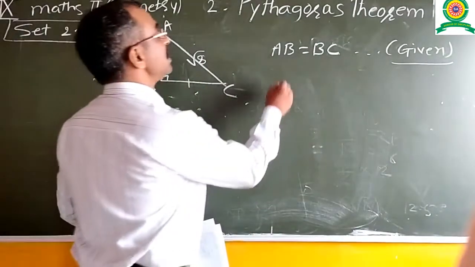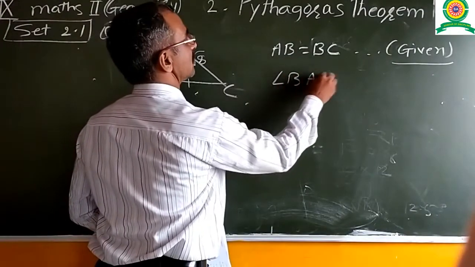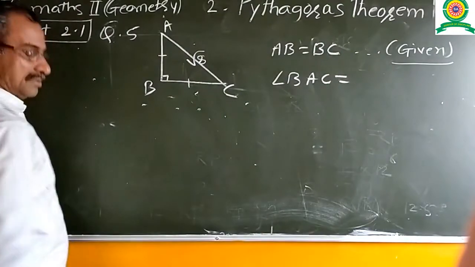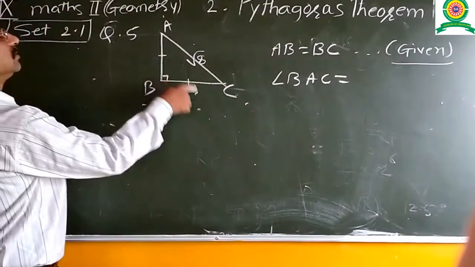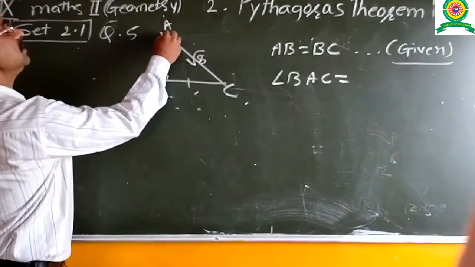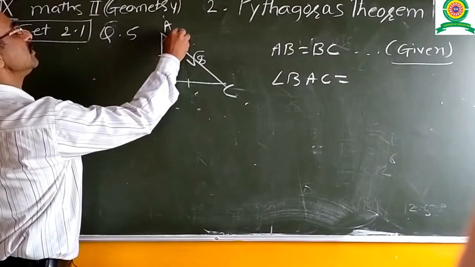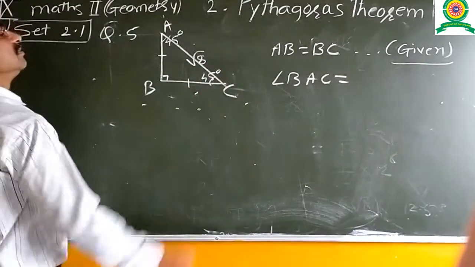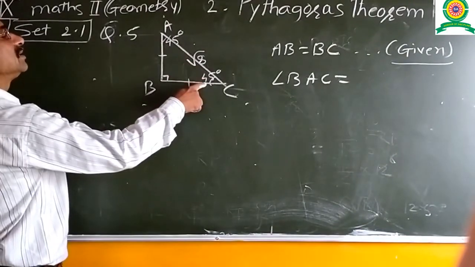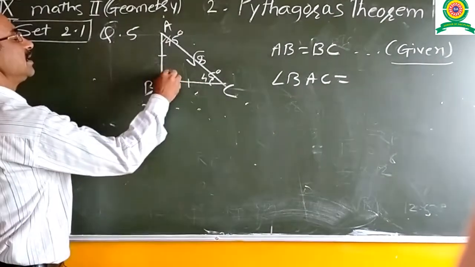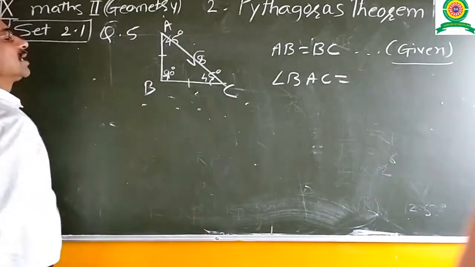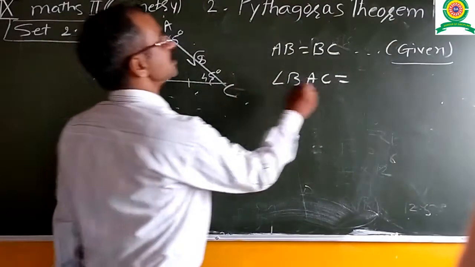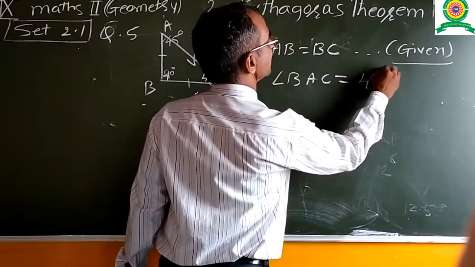Then angle BAC is equal to, where is the angle BAC? When the two sides are equal, then these angles are also equal. So it is 45 and it is also 45 degrees. Means 45 degrees plus 45 degrees is 90 degrees, plus this 90 degrees, so we get the sum of the triangle as 180 degrees. Then angle BAC is equal to what? 45 degrees.